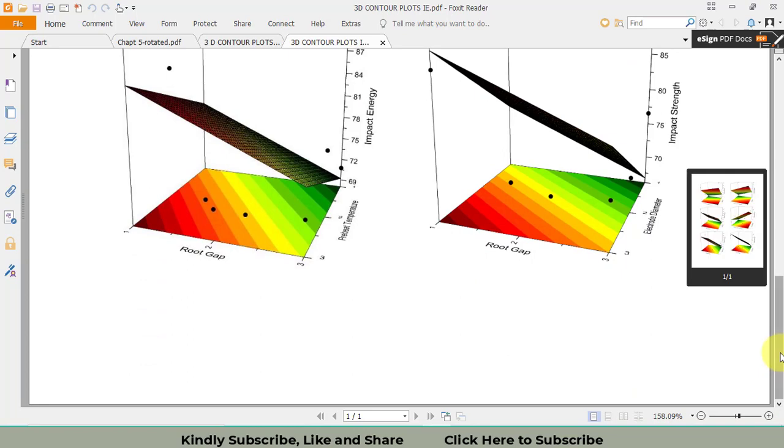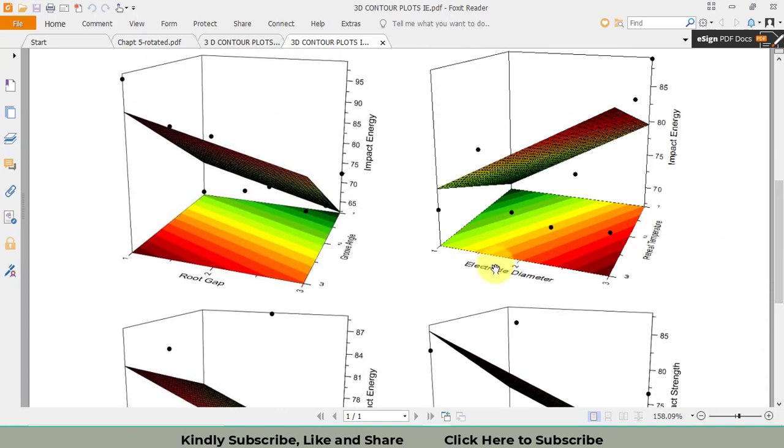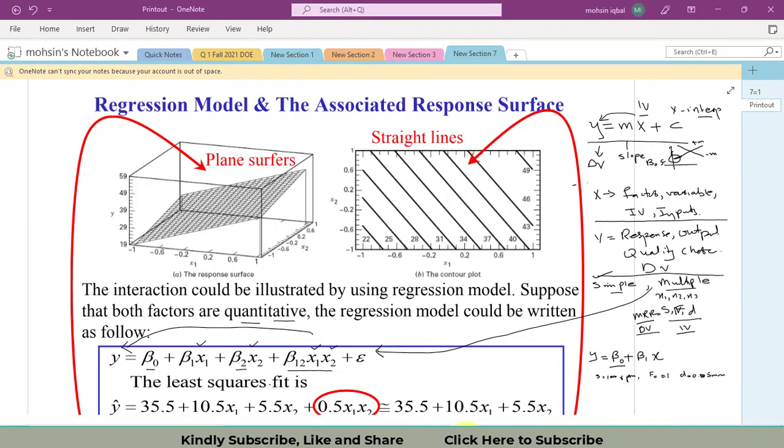So to explain this one, you can see that I have taken the factors electrode diameter and preheat temperature, and I found the effect of these factors on the impact energy. So you will say that the highest impact energy in this region has the third level of electrode diameter and the third level of the preheat temperature. Also you can see that the plane has been tilted upwards. So this is our maximum point at which we got our impact energy as maximum. We will get back to the presentation.